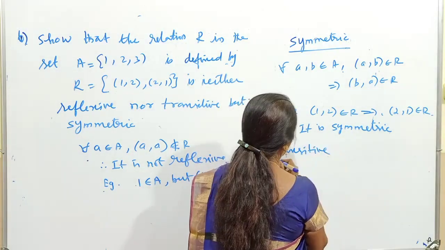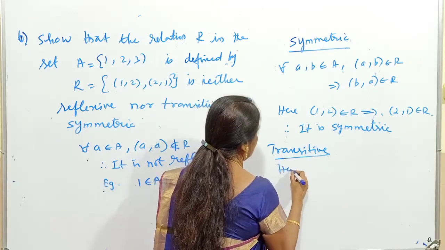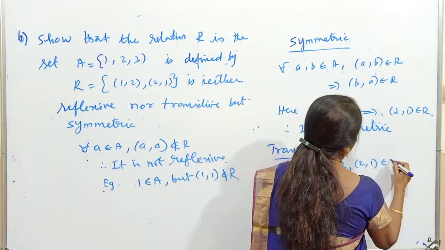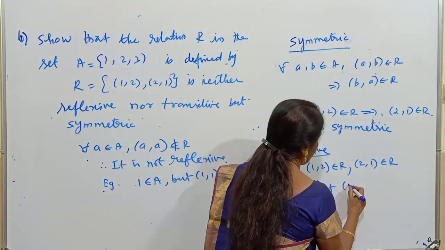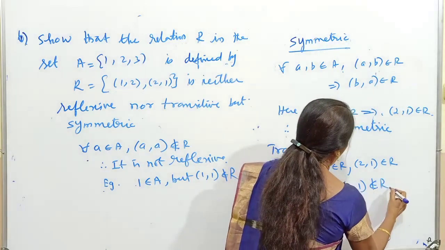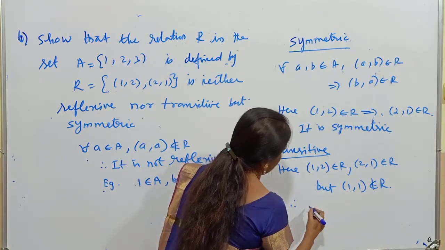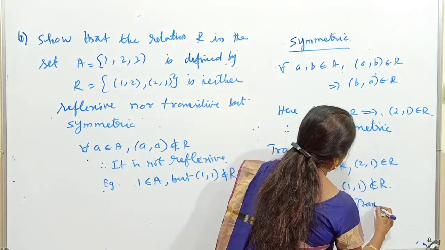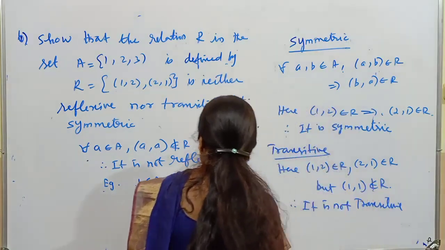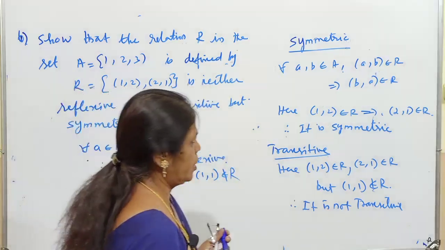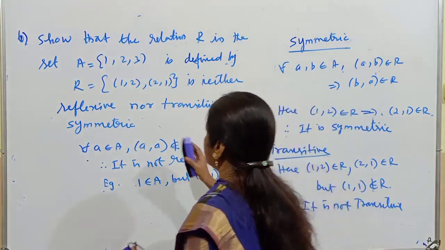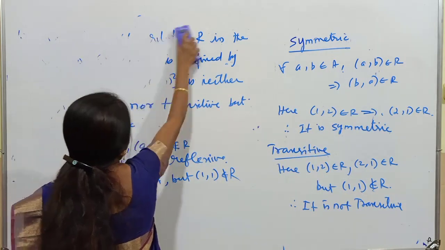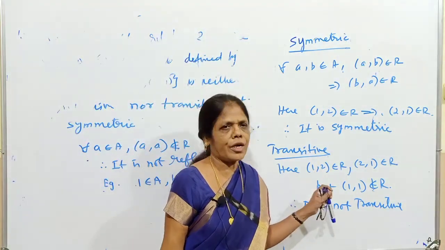It is not transitive. Just give an example. Here (1, 2) belongs to R, (2, 1) belongs to R, but (1, 1) does not belong to R. Therefore, it is not transitive. I think all of you understood this.